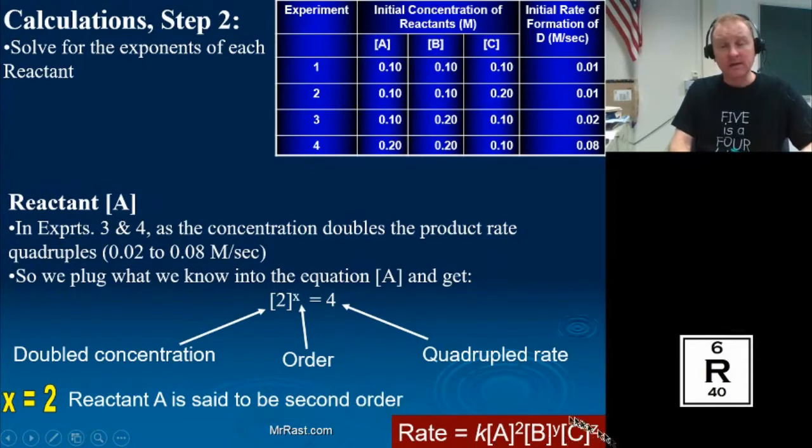So our rate law is going to start making some shape now. We know that the rate equals K, and A is a second order reactant. We have to do the same thing for B and the same thing for C. So let's figure out the order for B, and then we'll figure out the order for C.